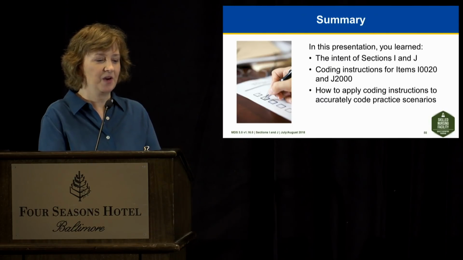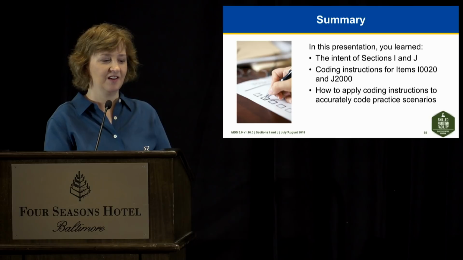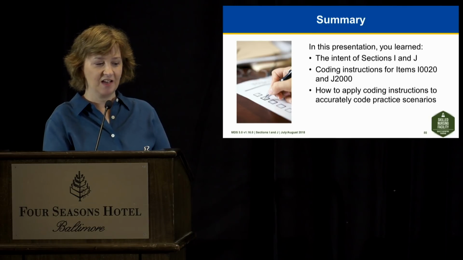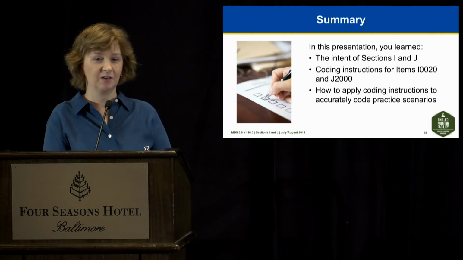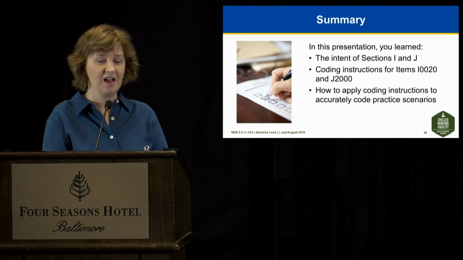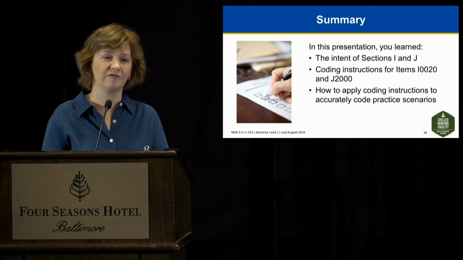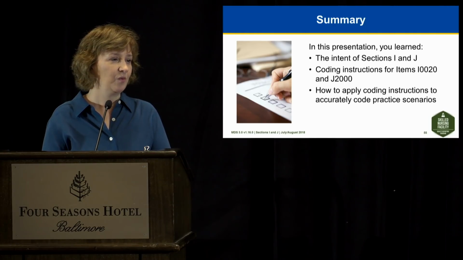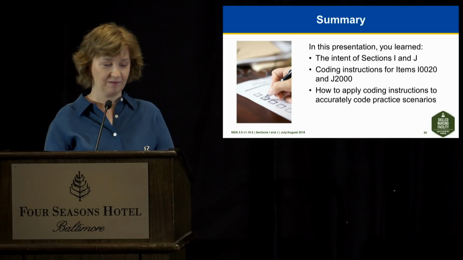So just in summary, in this presentation, you learned the intent of the sections I and J. You got introduced to the two new items, one being primary diagnosis, one being major surgery. Again, these items were added because they're risk adjusters for the new functional outcome measures, and we went through some examples together to apply some of the coding.